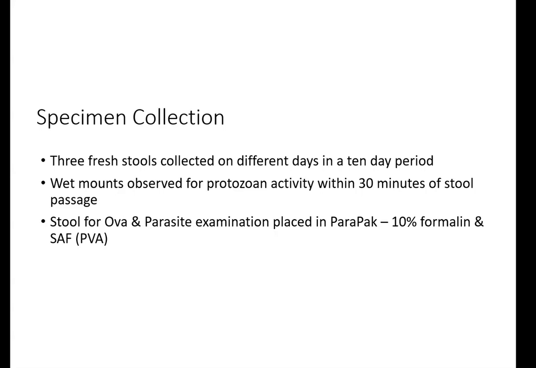Typically, what we're using is 10% formalin, and then the SAF or PVA, for two different purposes. The formalin is typically there for us to look for things that we don't have to stain to identify. So if we can find trophozoites or worms or filaria or something large in the formalin, that would be good.